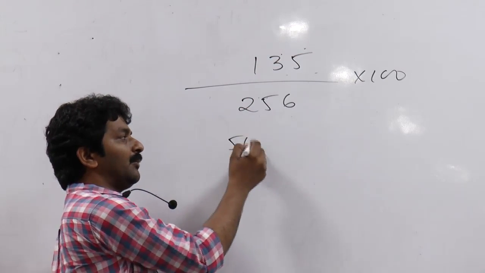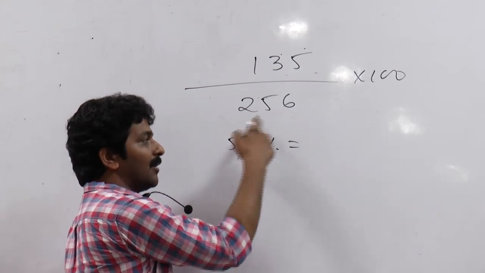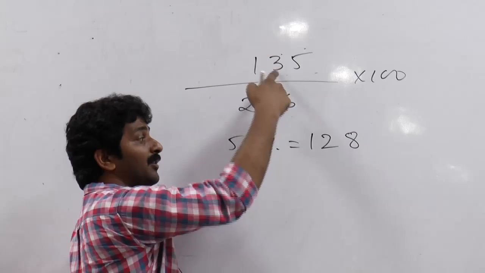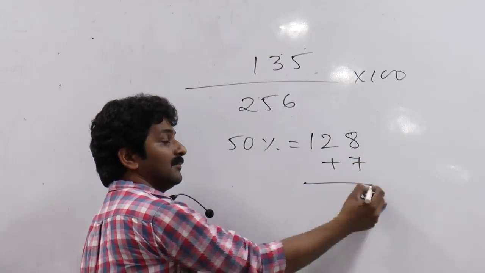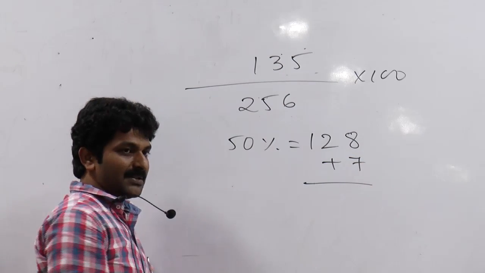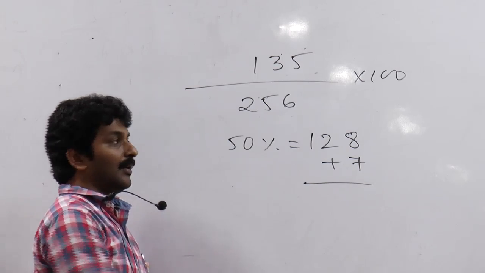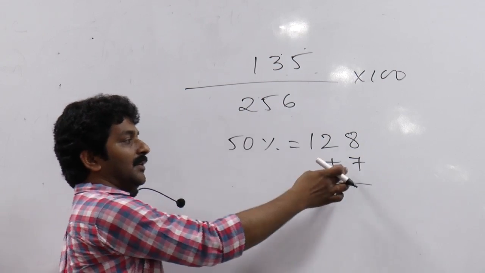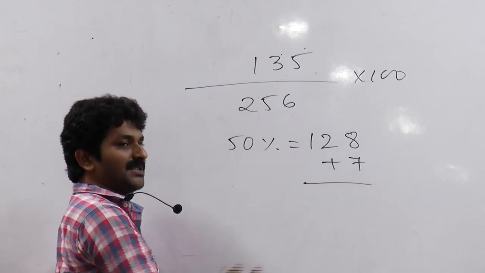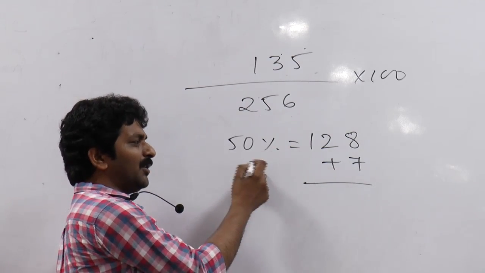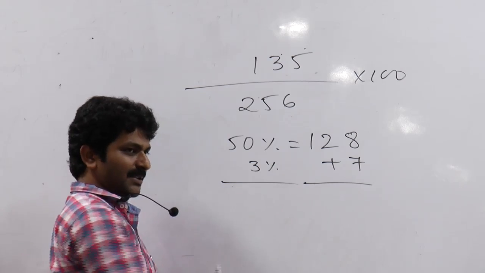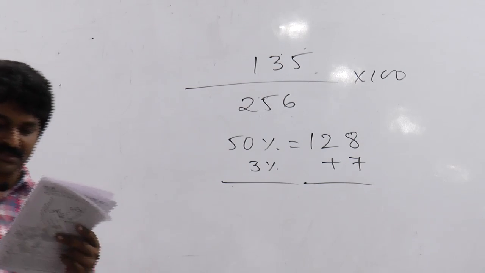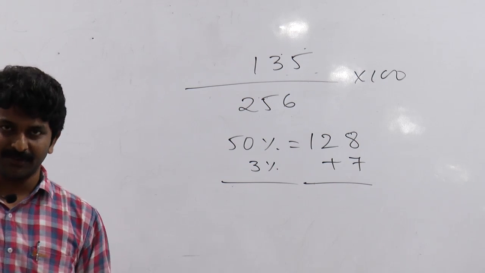Half of your denominator, what do you mean by 50%? Half of this, how much is this? 128. To make it 135, you need to add 7. So the answer is more than 50%. Just hold it. What about 10%? 25.6. 1% is 2.56. This would be near about 3%, but less than 3%. The answer is more than 50 but less than 53, close to 53. Only one option, approximate, so the answer is 53.